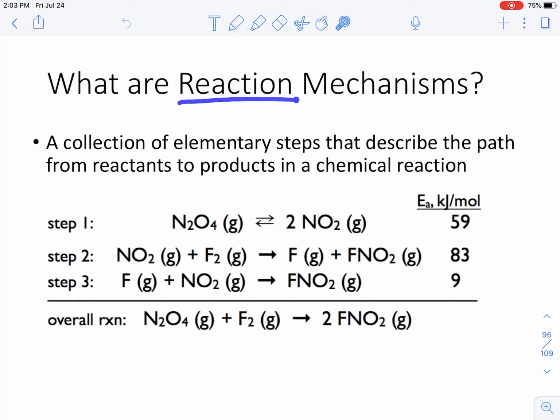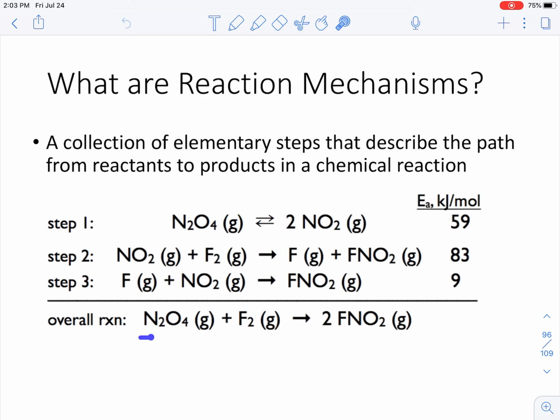And so reaction mechanisms are a collection of elementary steps. And these elementary steps provide the reader or the audience a better insight as to how the reactants get converted into products during the course of a chemical reaction. So let's go ahead and take a look at the reaction mechanism for this example.